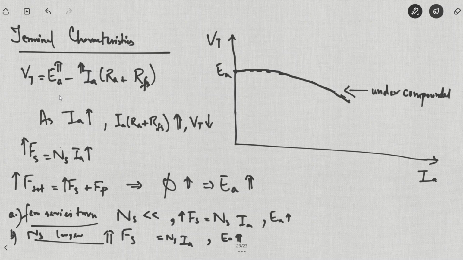The effect of Ea will be such that naturally there is also flux saturation, so there is a limit to which flux will increase. After some time it will not increase more. So it's almost flat, right? This effect, and in such a case the generator is known as a flat compounded DC generator.